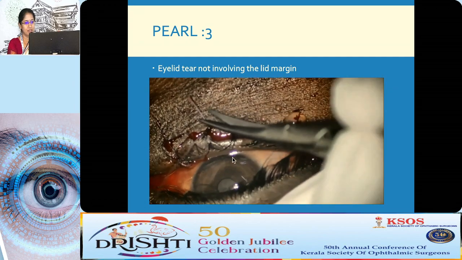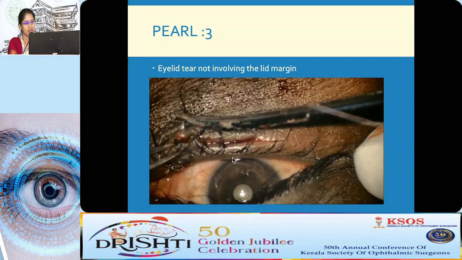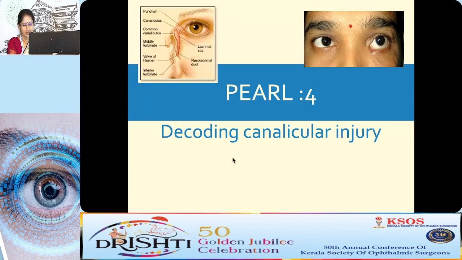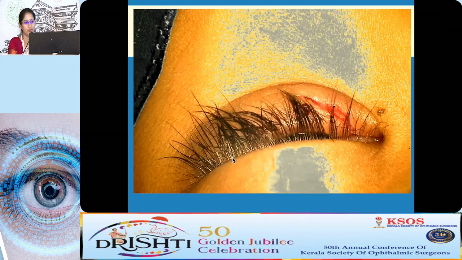So like a skin muscle flap can be sutured the same way we suture our lid tear, not involving the lid margin. Canalicular injury, the critical factors here would be how extensive is the injury, whether it is proximal or distal. The coexisting lid abnormalities and ocular abnormalities will make us decide on our anesthesia part of it. And specifically for the canaliculi, one or both canalicular involvement we need to take up, and also the choice of stent that we are going to use.